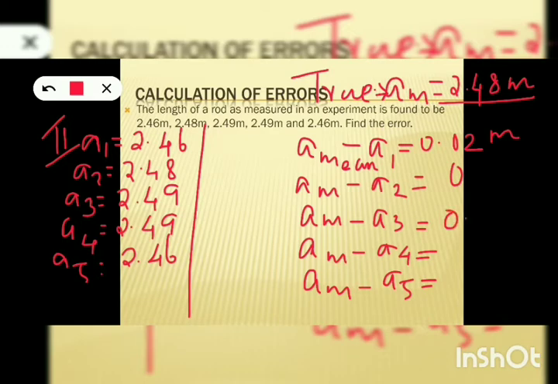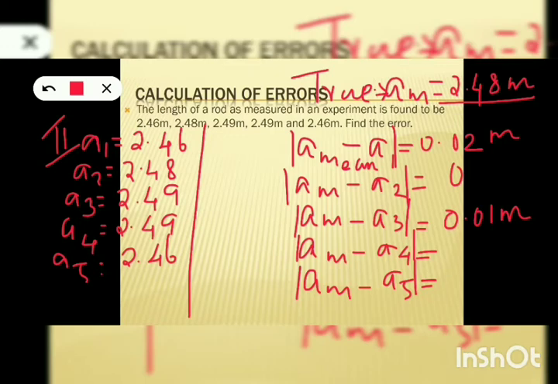But here we write only 0.01 meter. Why? Because here we are not bothered about the sign of the difference. Here we just consider the magnitude of the difference. So we can write like this. We are considering only the magnitude of the difference. We are not considering the sign of the difference. So even if we get a negative sign, we can ignore that negative sign. Okay. So here 2.48 minus 2.49 is minus 0.01 meter, but we ignore that negative sign.